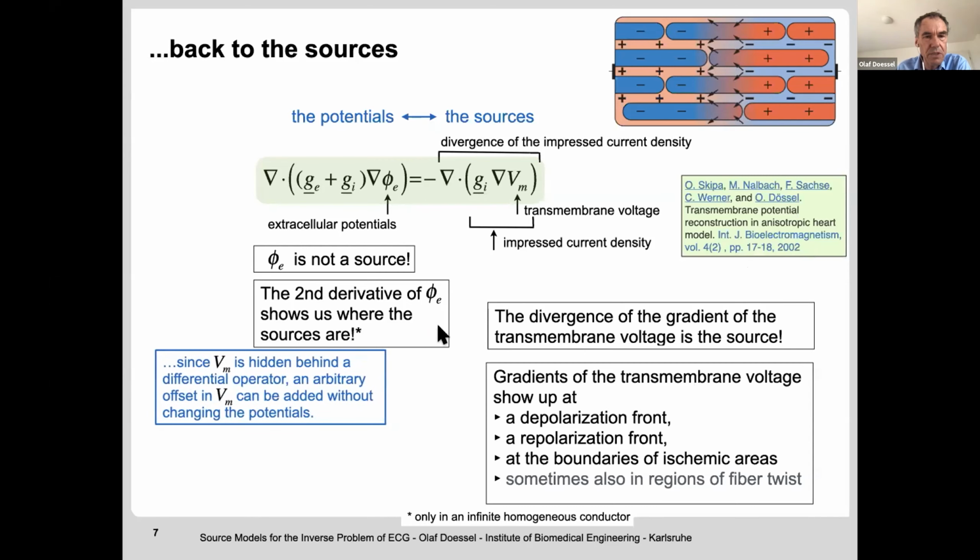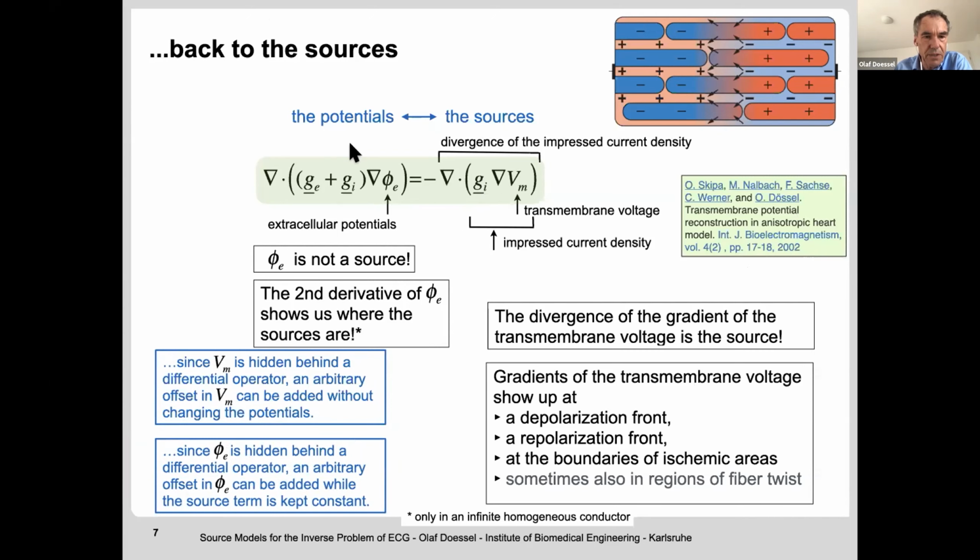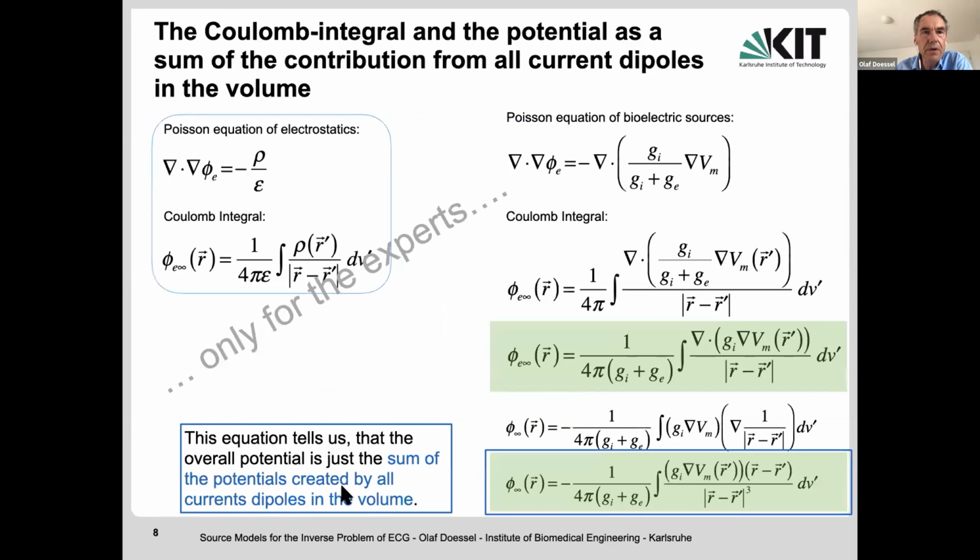And here I would give some extra hint. Since the transmembrane voltage is hidden behind the differential operator here, you can add an arbitrary offset and end up with the same potentials. And you can also say this on the other side, because also the external potential is hidden behind the differential operator, and that means like all electric potentials, they are only defined with respect to a constant term that you can add anytime you want.